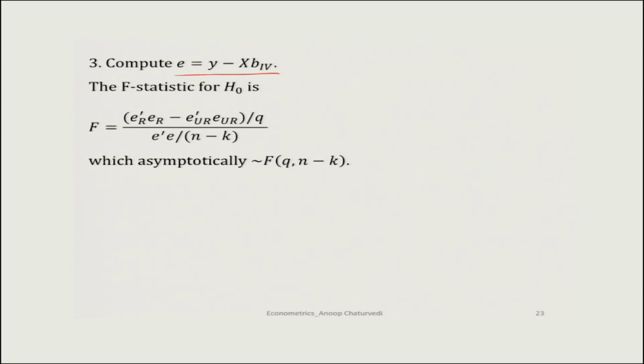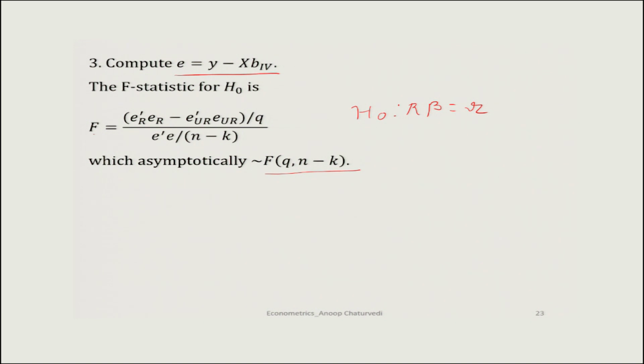Now, we can calculate the F statistic for H naught, which is F equal to (e R transpose e R minus e UR transpose e UR), divided by the number of restrictions q, divided by e transpose e upon n minus k. Under the hypothesis H naught, R beta equal to small r, the asymptotic distribution of this statistic is the F distribution with q and n minus k degrees of freedom. So, using this asymptotic distribution, you can easily form the critical region for this hypothesis.